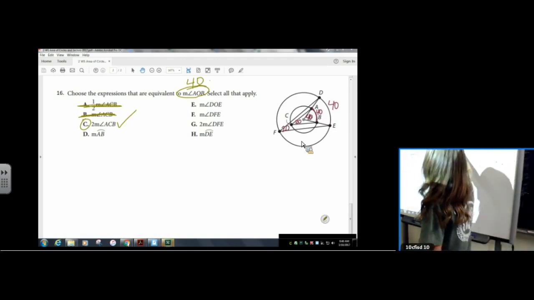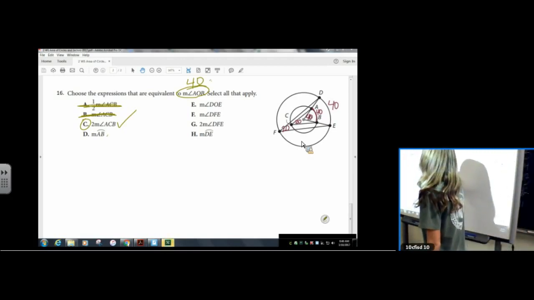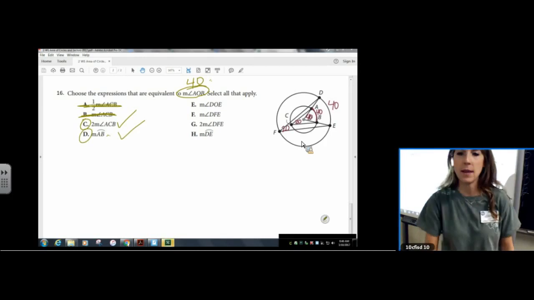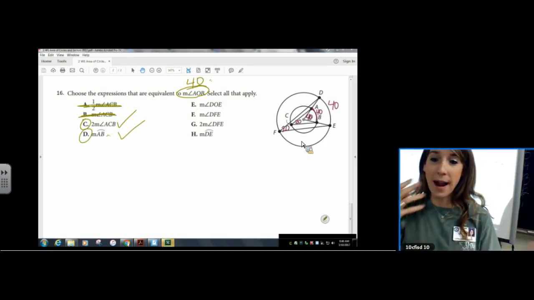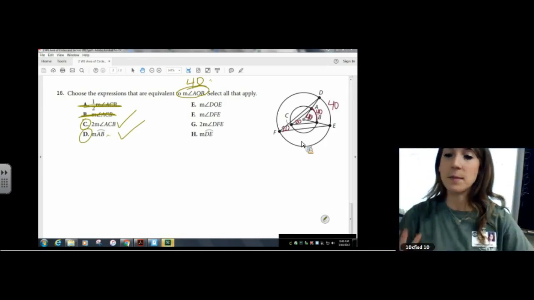And the measure of arc AB. This is a central angle. This is its intercepted arc. So they're going to equal the same thing. This is a really good problem practicing inscribed and intercepted arcs and central.